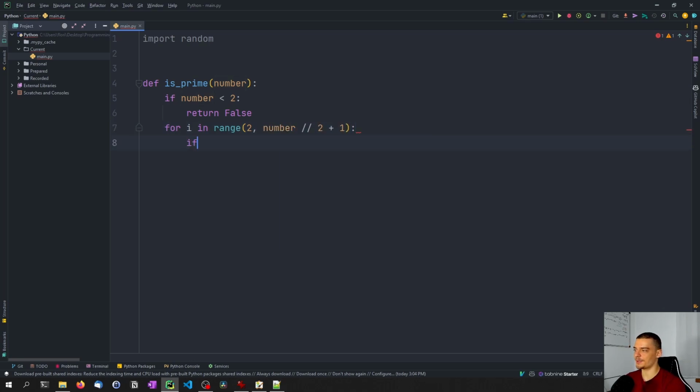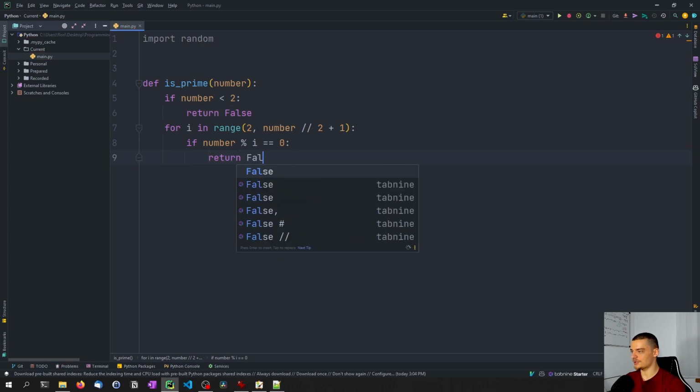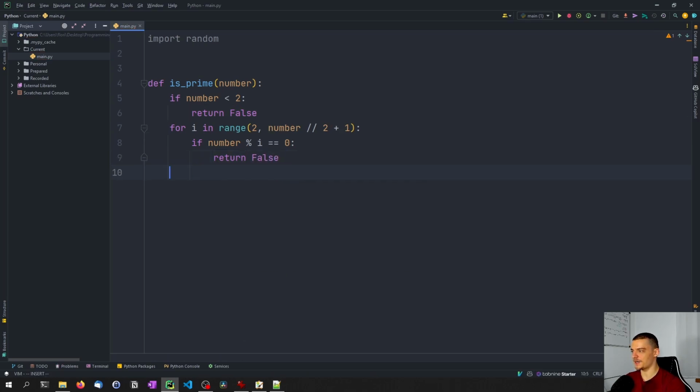And if the number divided by i, whatever i is, results in a remainder of 0, then it's not a prime number because it's divisible by i. So we're going to say return False. And if we don't find a single number, at the end we return True. That is the basic idea of this function.